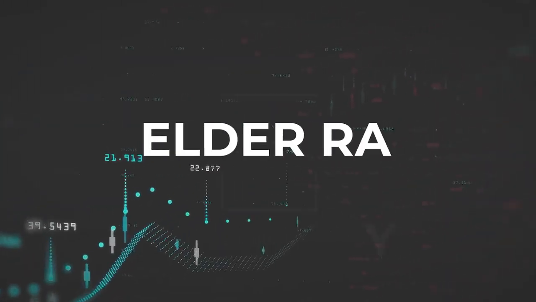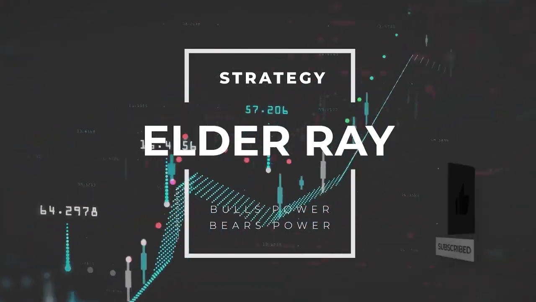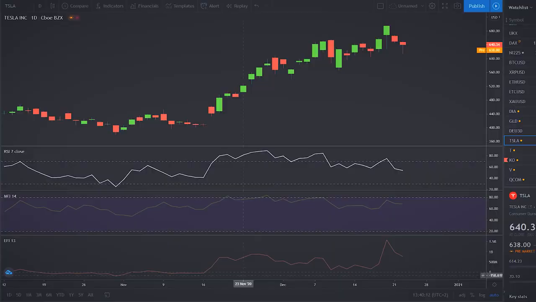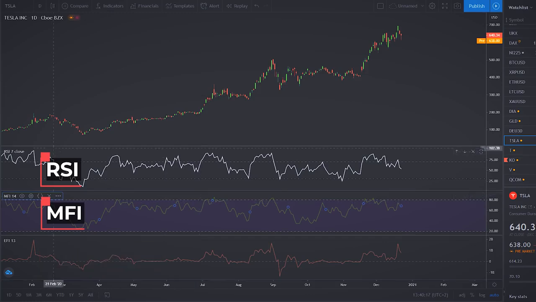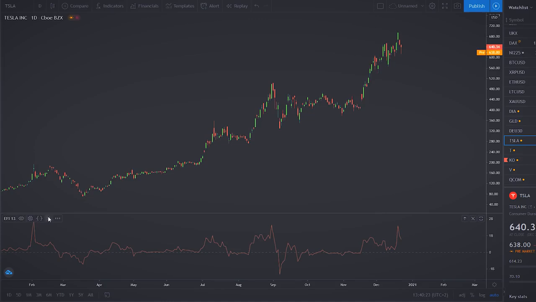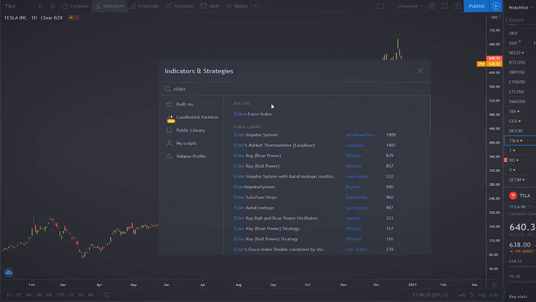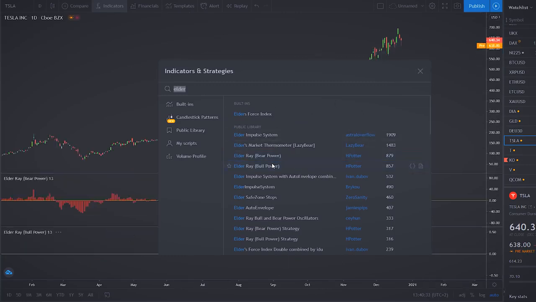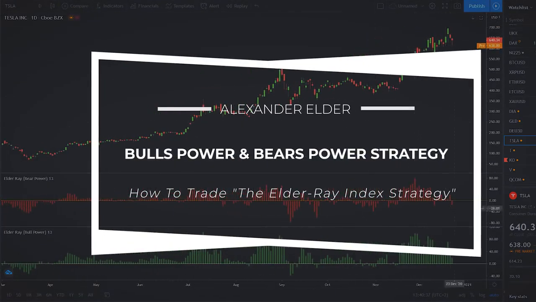Many oscillators attempt to measure how much buying or selling power lies behind the price move on a chart. Many do this by means of a single indicator that measures momentum. Some well-known trading indicators that work this way include the relative strength index, the force index, or the money flow index. But there is another indicator, known as the Elder Ray Index, that attempts to evaluate both bullish and bearish forces in the market by using two separate measures, one for each type of directional pressure. The technique was developed by Alexander Elder, and the two indicators involved are called Bull's Power and Bear's Power.